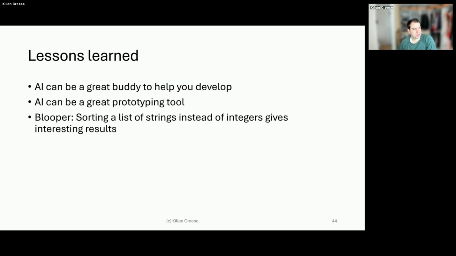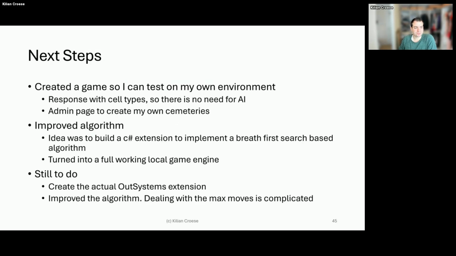Maybe a blooper. I wasted a few hours trying to debug this, but apparently I stored my scores as strings, and I couldn't find why sorting them would result in all kinds of crazy sortings. In the end, I figured out it was because they were stored as strings and not integers, and sorting strings is completely different from sorting integers.